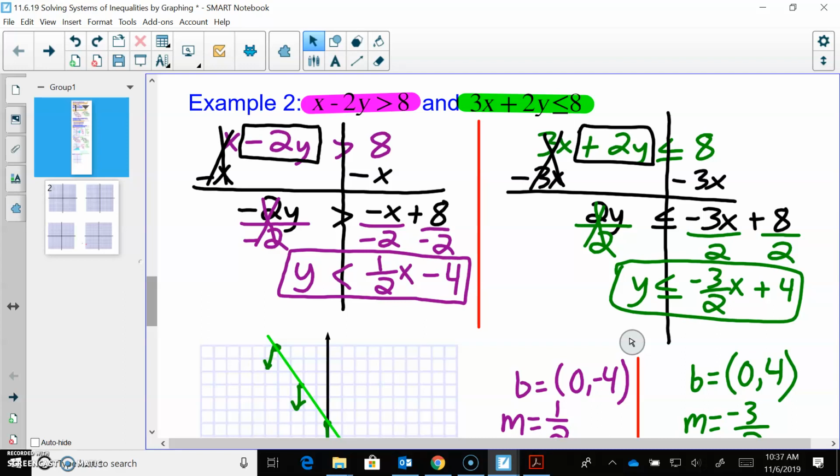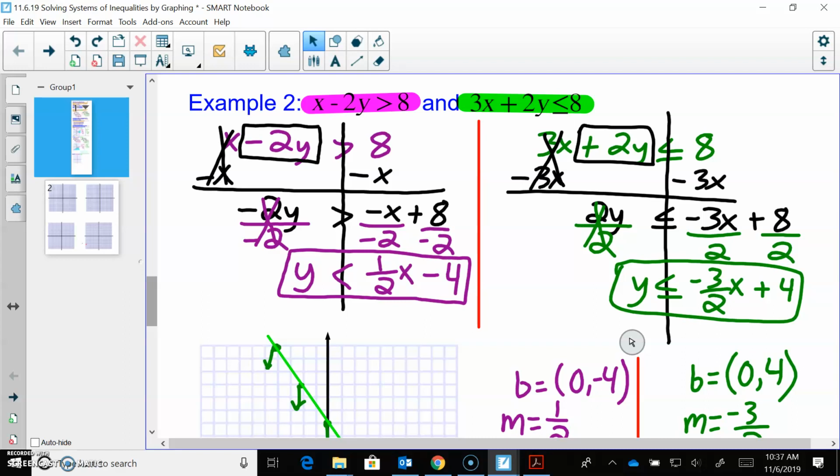My last step, in order to get rid of that negative 2 in front of the y: right now negative 2 is being multiplied by y. The inverse of that is division. So I divide by negative 2 on both sides. When I do that, anytime you divide by a negative with inequalities, you have to flip the sign. So as you can tell, that inequality was pointing to the right. Now it's pointing to the left because I divided by a negative number.